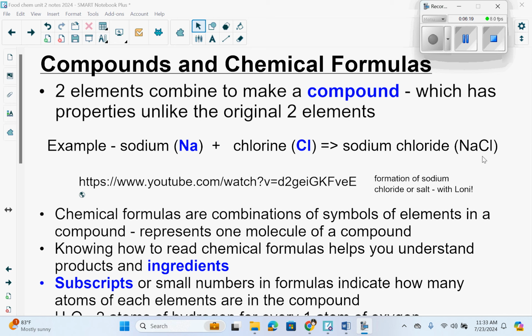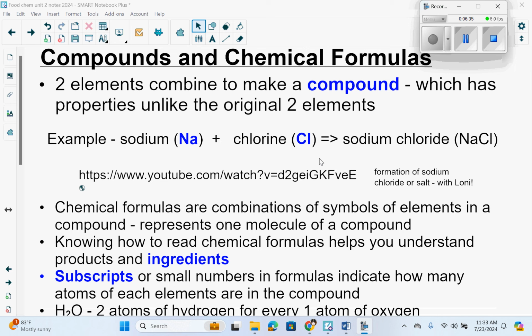This is not balanced or anything, but what I'm trying to show you is sodium and chlorine separately have their own properties. When they combine to make sodium chloride, this is table salt, right, which you can eat. So table salt will have different properties from the sodium and chlorine that were used to create the sodium chloride.